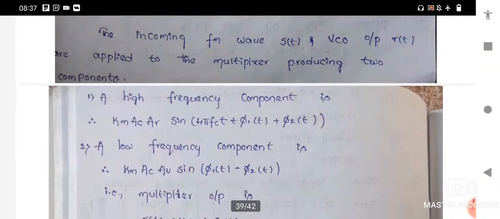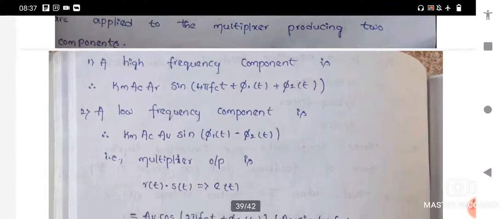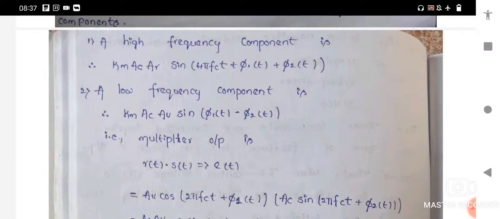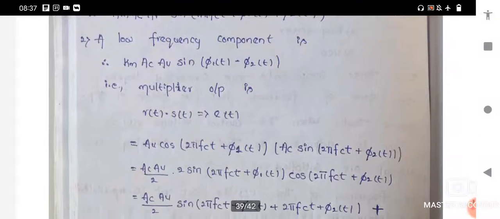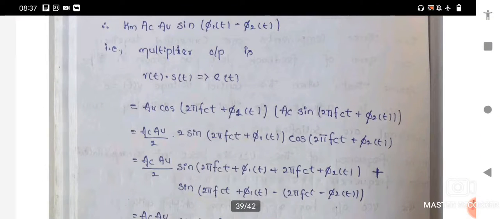One is a high frequency component, Km Ac Av sin(4πfct + φ1(t) + φ2(t)), and the second one is a low frequency component, Km Ac Av sin(φ1(t) − φ2(t)). The multiplier output is r(t) × s(t) = e(t), which is Av cos(2πfct + φ2(t)) into Ac sin(2πfct + φ1(t)).